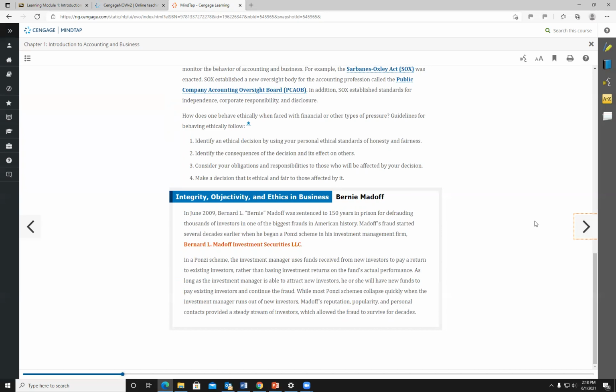So as long as the investment manager is able to attract new investors, they'll have new funds to pay existing investors and continue the fraud. Most Ponzi schemes collapse quickly when the investment manager runs out of new investors. But Bernie Madoff had a very good reputation, was very popular, and had a lot of personal contacts, which provided him a steady stream of investors and allowed him to continue the fraud over decades.